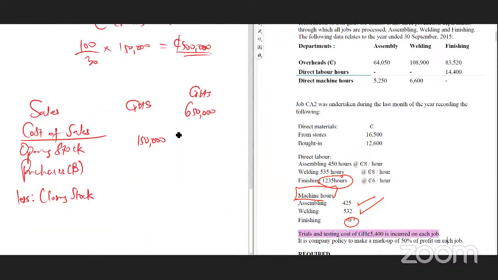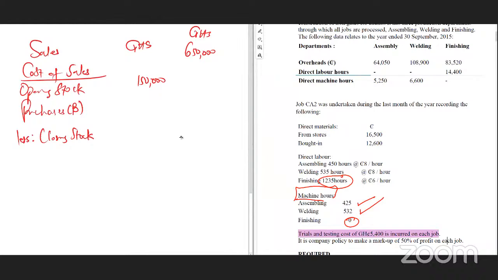Then we know stock for the next period is always the closing stock, right? So we take 60% of this 150,000 that we have here as a carry forward stock for the next period. So 0.6 times 150,000. That means we have closing stock of 90,000, right? Now, if we deduct our closing stock, we end up with our cost of sale, not so.